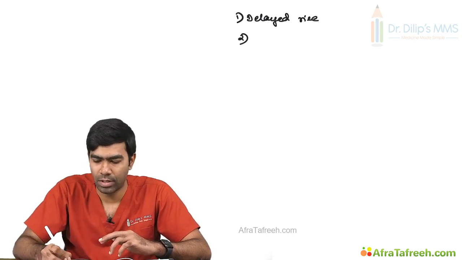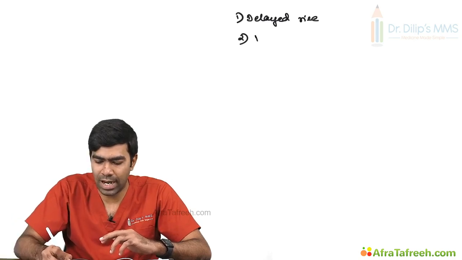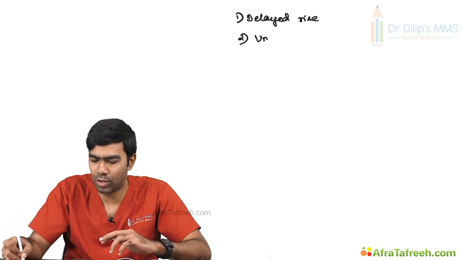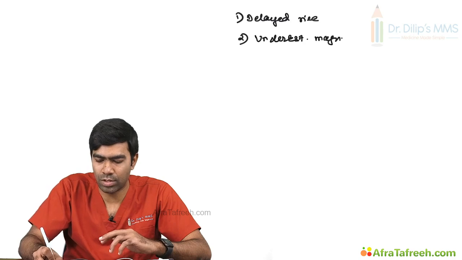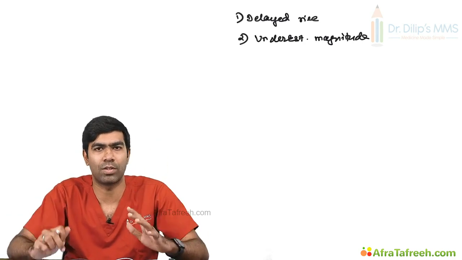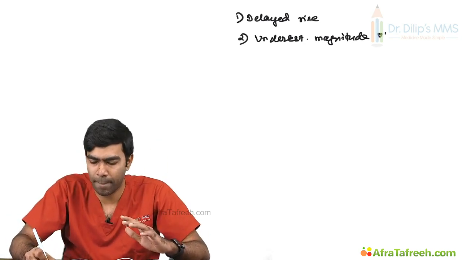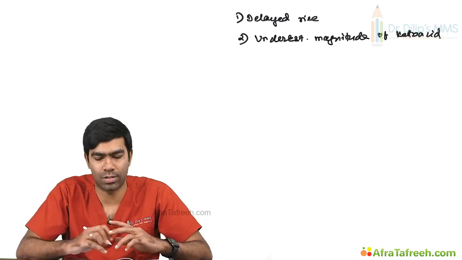Number two, you are going to grossly underestimate the magnitude of ketoacidosis that is happening, because you are measuring acetoacetate, which is only 1/10 in comparison to the beta-hydroxybutyrate. So you are going to underestimate the magnitude of background ketoacidosis.